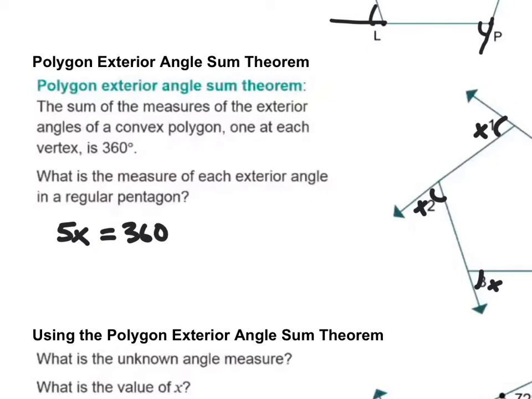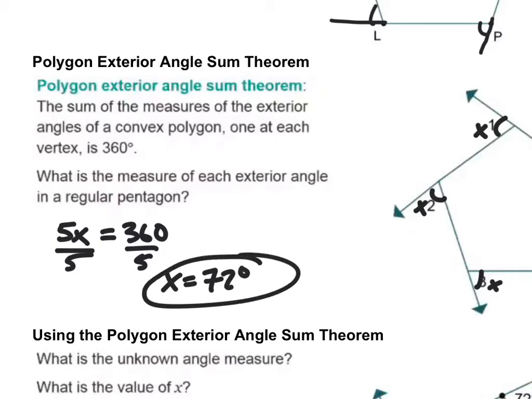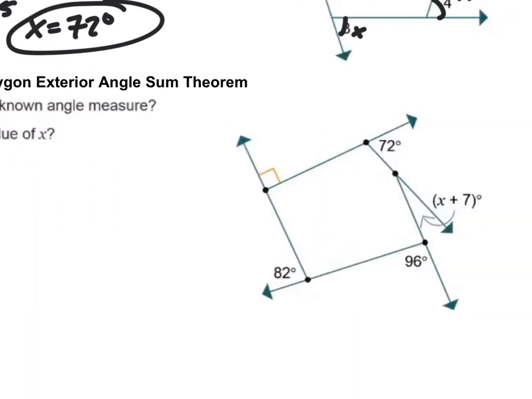If I take 360 degrees and divide that by 5, that's going to give me that x is equal to 72 degrees. So what is the measure of each of those? They are each 72 degrees. All of them add up to 360 if it's an exterior angle. Now what about something like this?